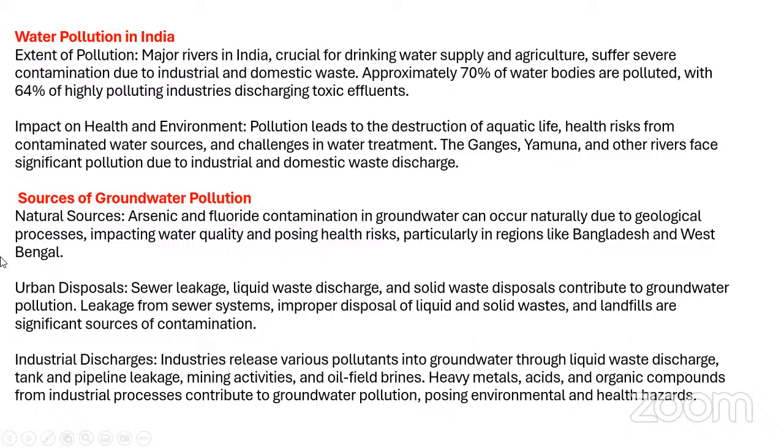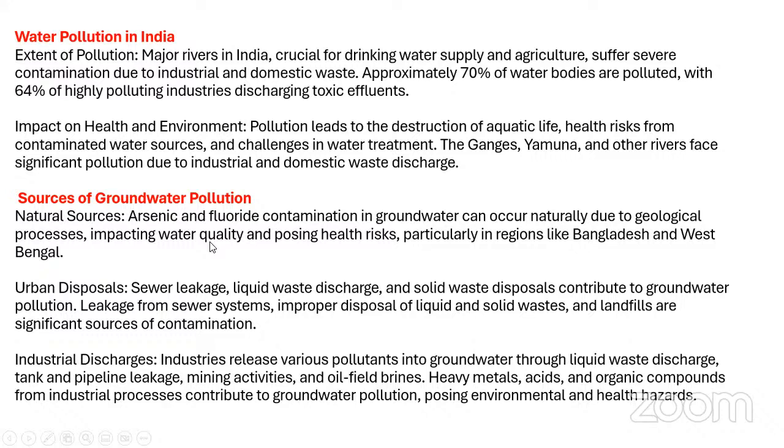And when we talk about the source of groundwater pollution, again we have to discuss these natural sources, urban disposals, and industrial discharges. In natural sources, arsenic and fluoride contamination in groundwater can occur naturally due to geological processes. So when we talk about arsenic and fluoride, they may contaminate groundwater through the geological weathering process.